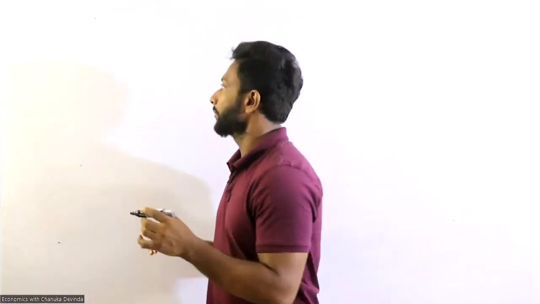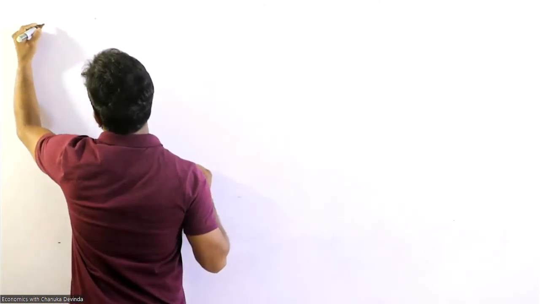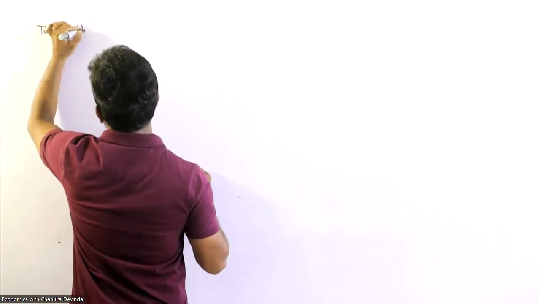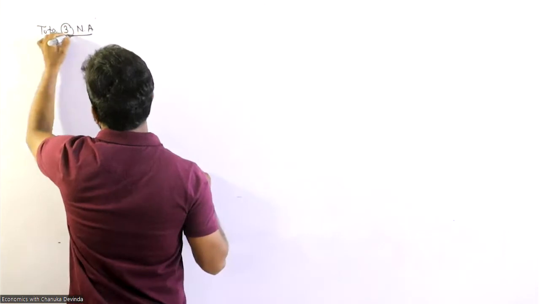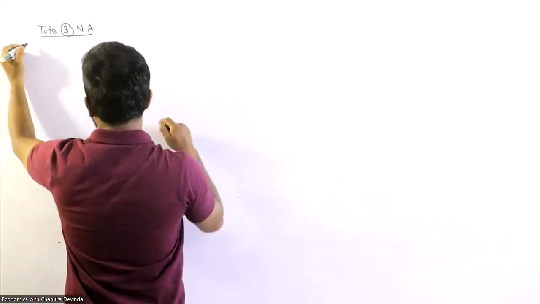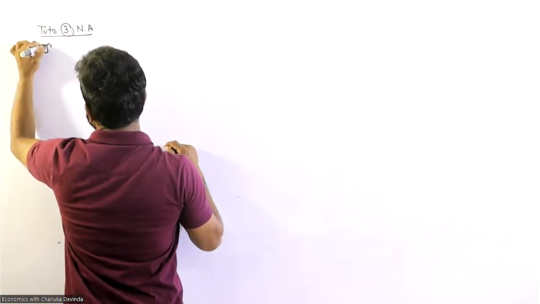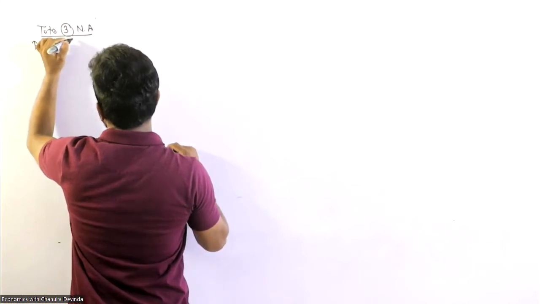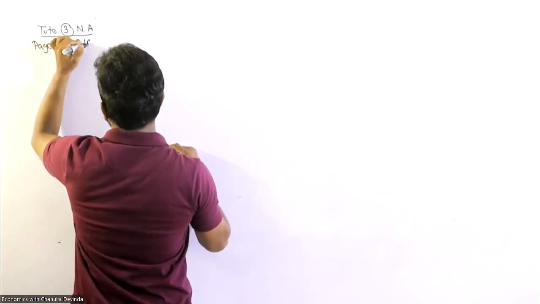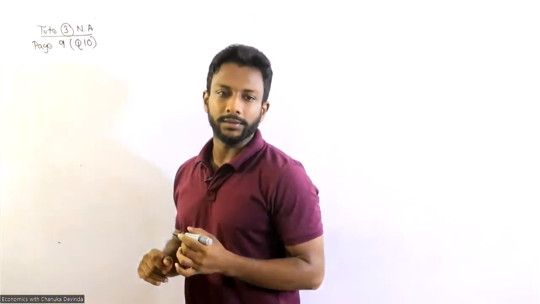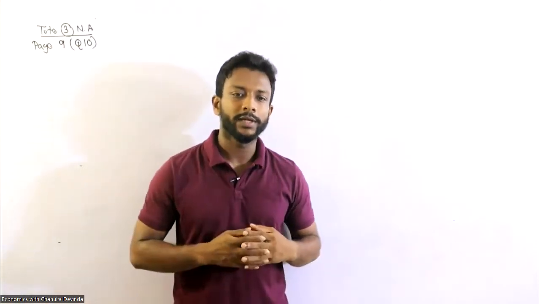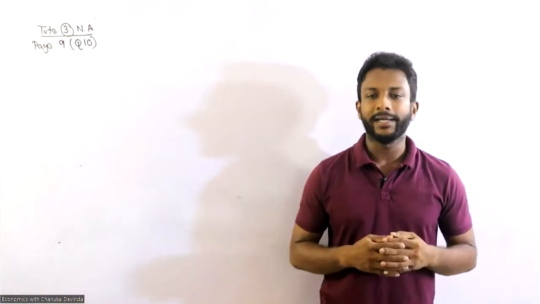We have to start from page number 9, the last tute I gave you, tute 3 on national accounting. Page number 9 was question number 10, right? So what's the question? The following information has been provided regarding a hypothetical economy.